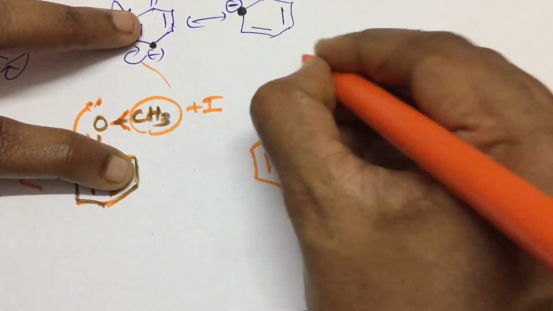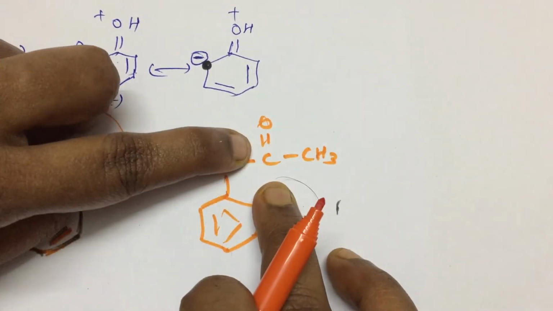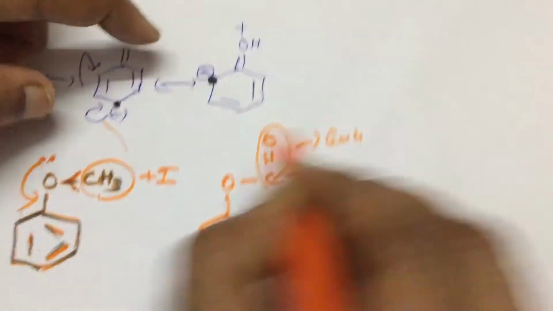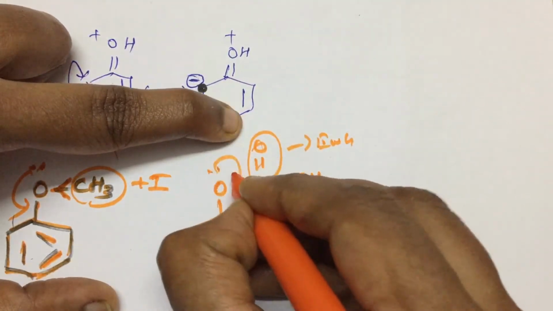oxygen is attached to a carbonyl group. Oxygen is attached to a carbonyl group. What kind of guy is it? He is an electron withdrawing group. He is not electron donating, he is electron withdrawing. So what will he do?